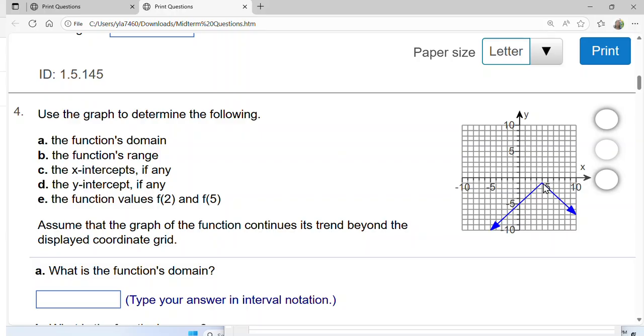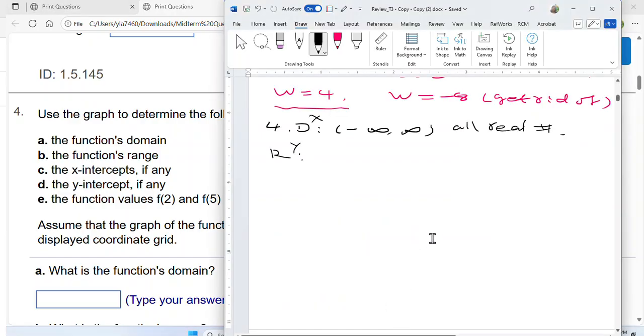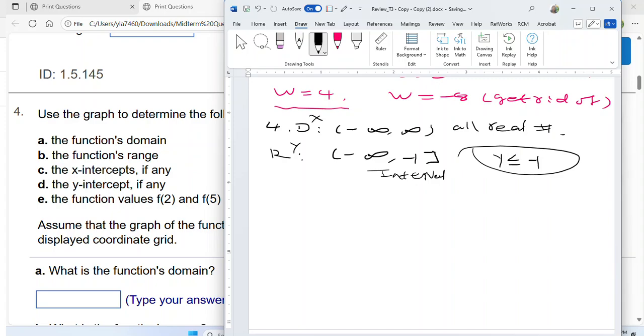So my y here is from negative infinity to -1 using the bracket. That means y is less than or equal to -1. This one is the same thing. This is interval notation. This is just the inequality in here. So that is your range.